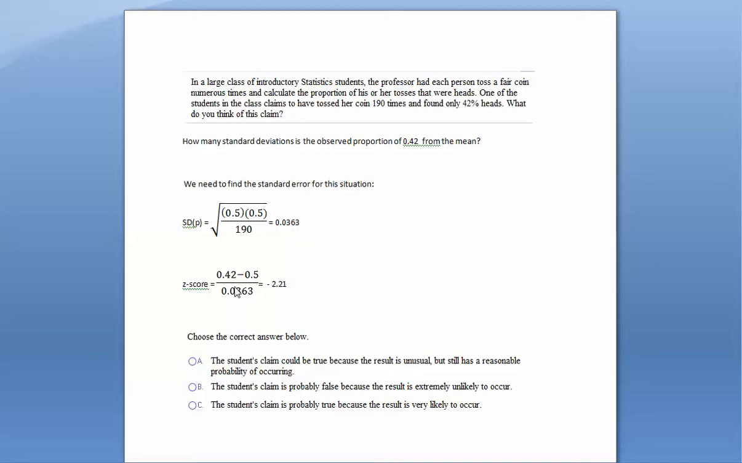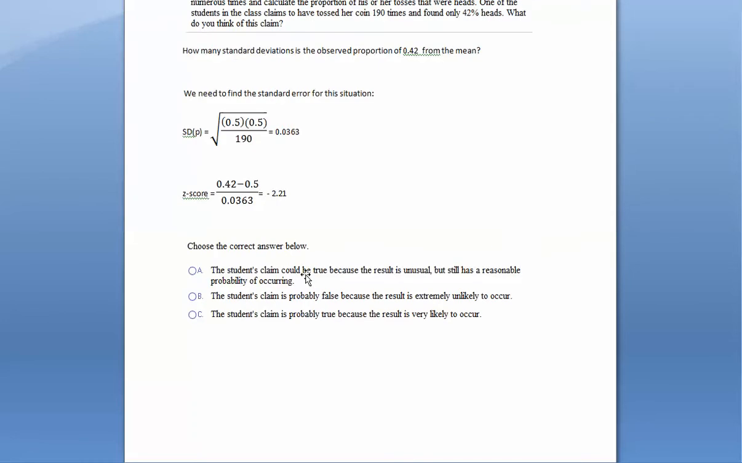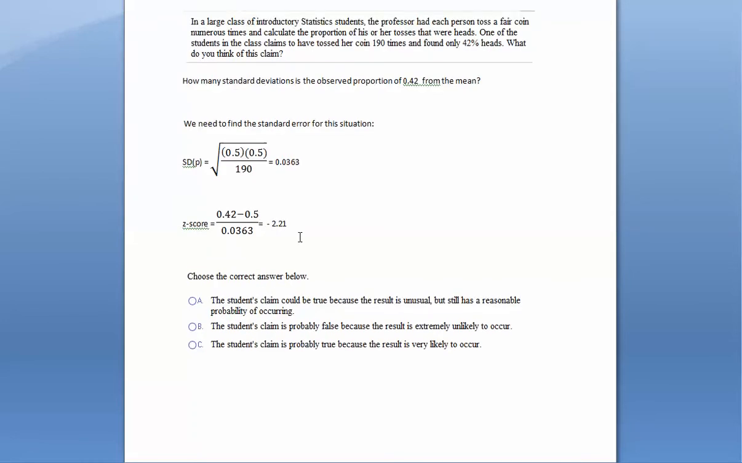So now let's just do a z-score for the observed proportion minus what we expected to see, divided by the standard deviation. This is 2.21 standard deviations below where we expected the mean to be, which would be at 0.5. And then another question on this problem is: what do you think of this outcome? Is this unusual?